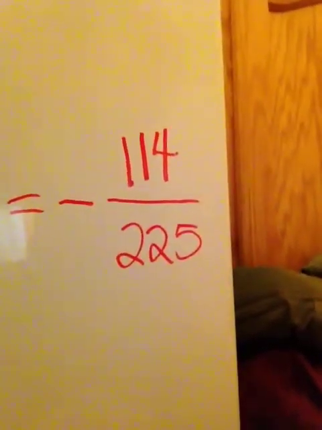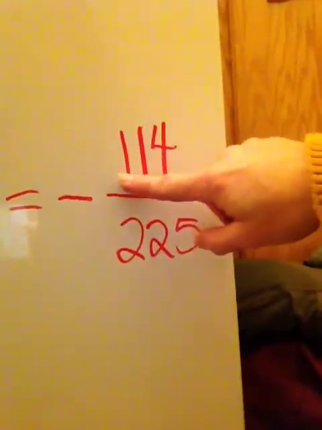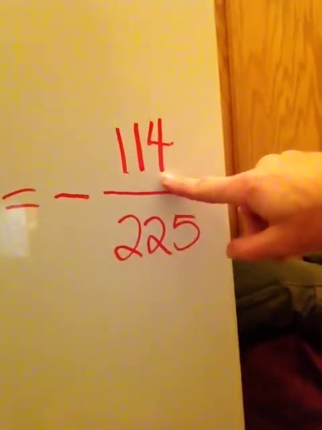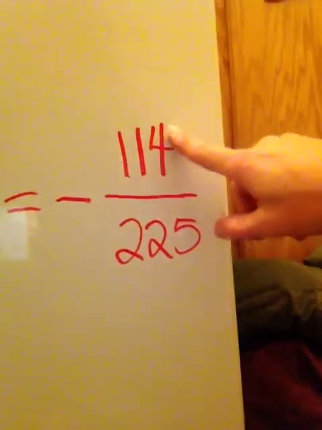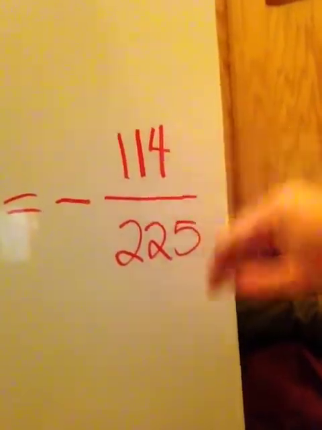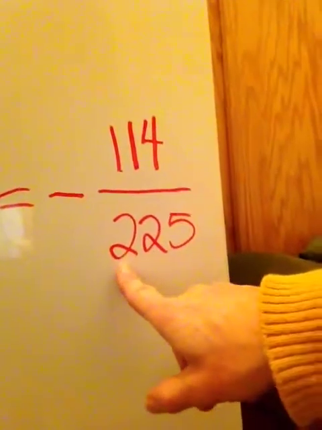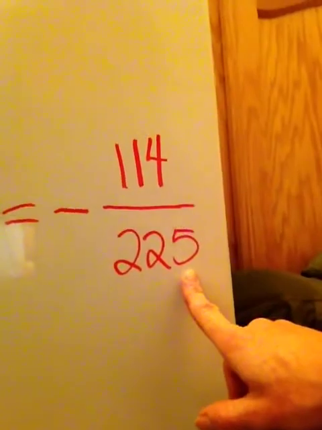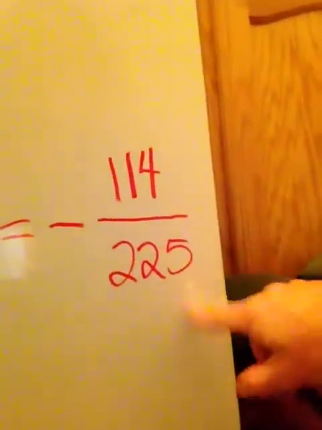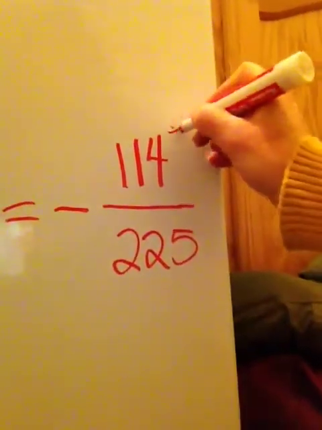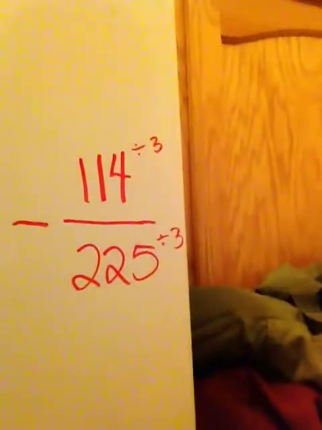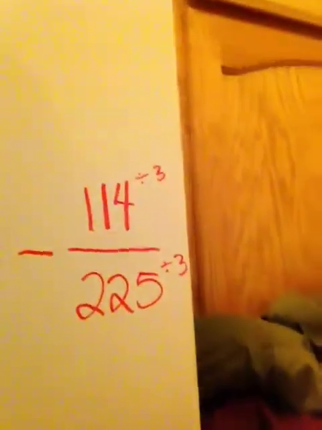The best tricks to try on larger numbers are the 3 and 9, so we're going to add all the digits. 1 plus 1 is 2, plus 4 is 6. 6 is divisible by 3, so 3 goes into that one. Let's see if 3 will go into this one. 2 plus 2 is 4, plus 5 is 9. So yes, 3 will go into the top and the bottom. So I'm going to divide this one by 3 and divide this one by 3. Those are just things you have to do out to the side.